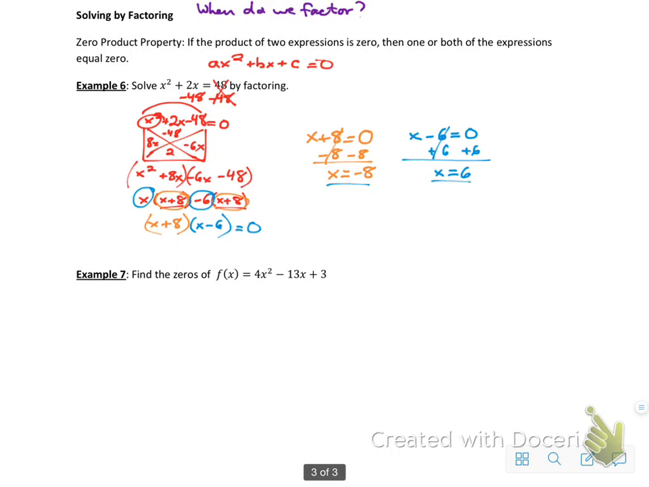1, 2. Done. Which means that if you were to look at a graph, they would cross the x-axis at 6 and negative 8. That's all that means. So let's do one more for good measure. This is the last example I'll do.